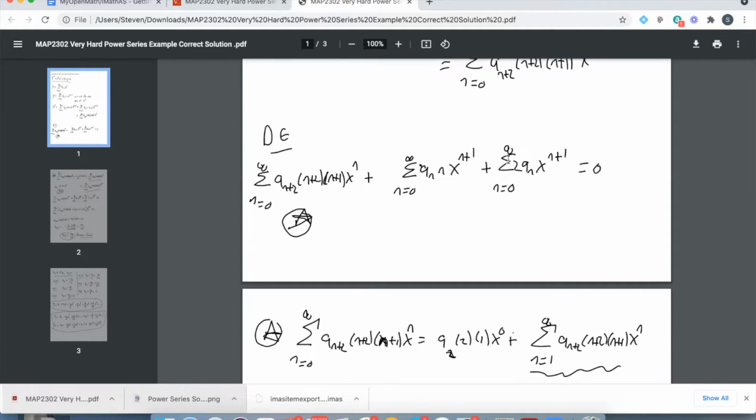So now I need all 3 of these indices to match up. They all have to have the same power and they have to all start at the same point. Otherwise, I can't squish them together. That's your main goal in a power series. Make all the powers the same, make all the starting points the same.